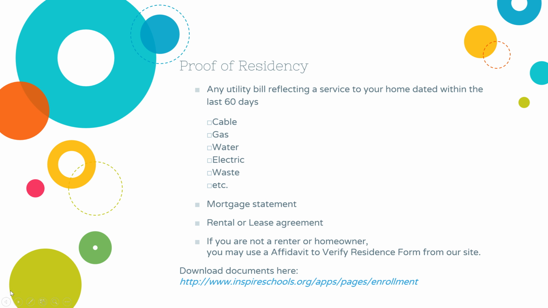The next required document is proof of residence. This may be a utility bill reflecting a service to your home, dated within the last 60 days. This may include cable, gas, water, electric, waste, mortgage statement, rental or lease agreement. Please be sure the bill reflects a member of the family listed on the application. If you are not a renter or homeowner, you may use an affidavit to verify residence. A link to this form has been provided in the description box below.